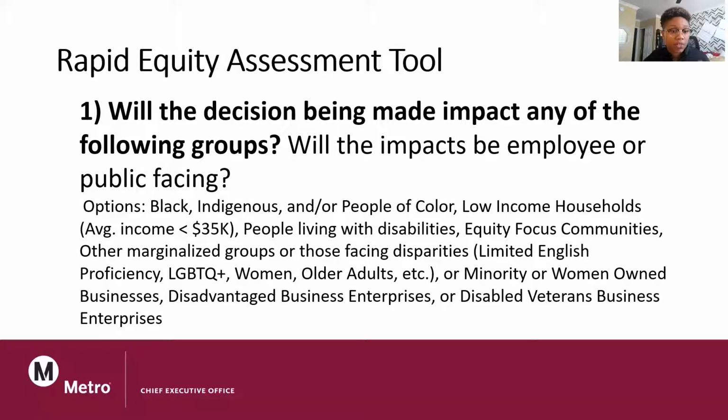And then there's a category for other marginalized groups or those facing disparities, including people with limited English proficiency, members of the LGBTQ plus community, women, and older adults. And then lastly, we also have an option to consider minority or women-owned businesses, or disadvantaged businesses, or disabled veterans businesses.